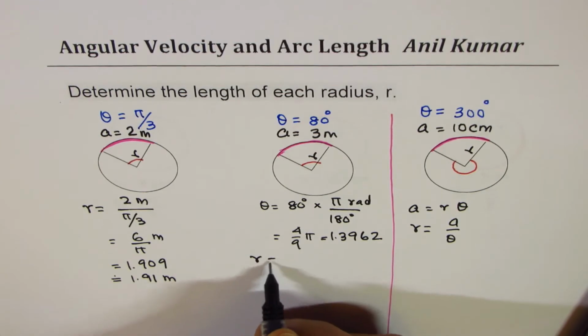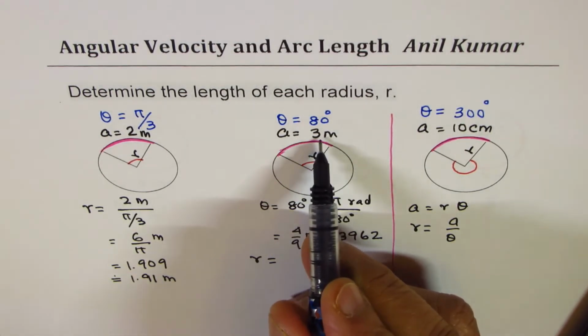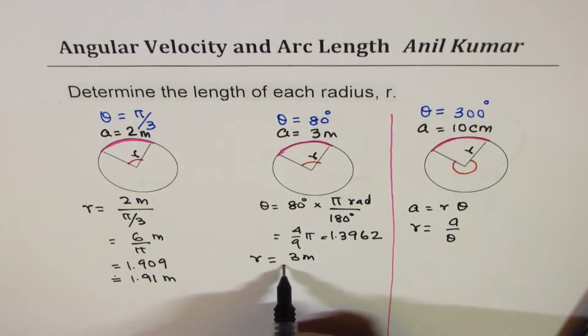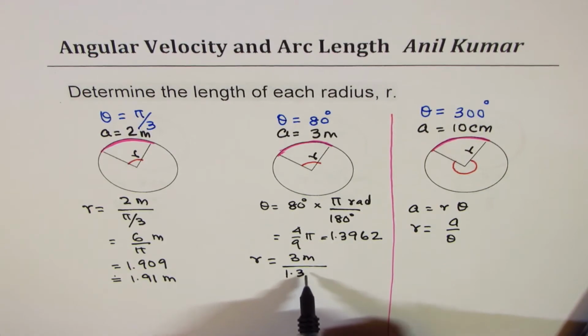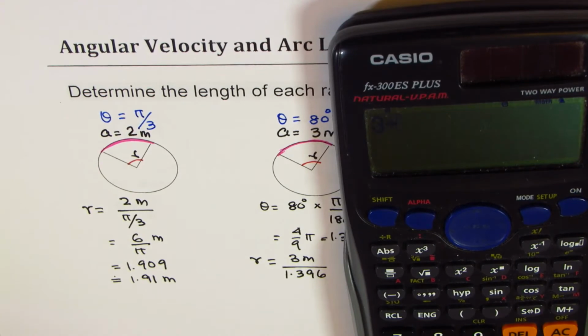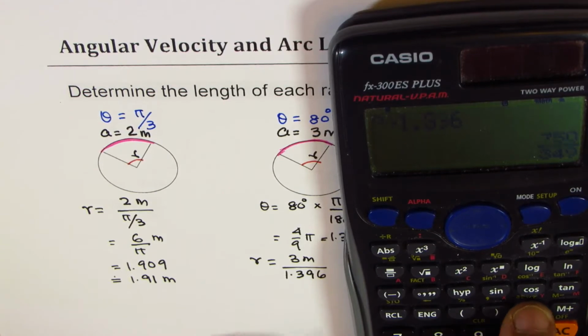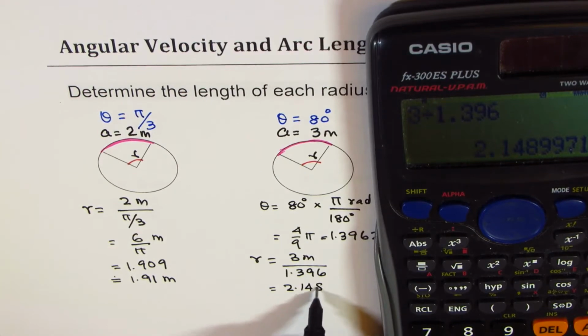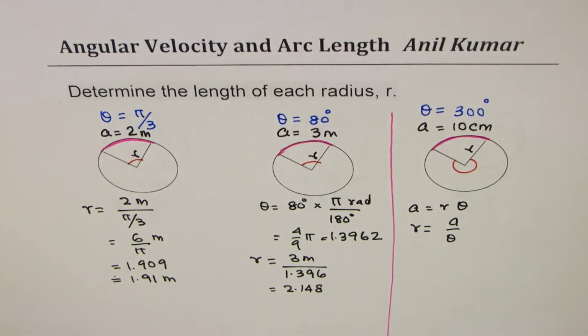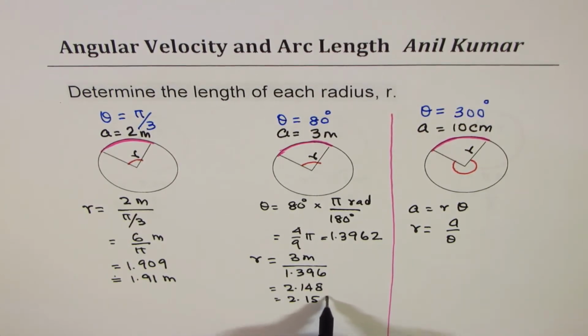If I don't write anything, it means radians, correct? So r is equal to A, which is 3 meters in our case, divided by theta, 1.396, okay? So we'll divide 3 by 1.396 to get the radius, which is equal to 2.148, right? Which you can round to 2.15, units are meters. Perfect. So we have done this.